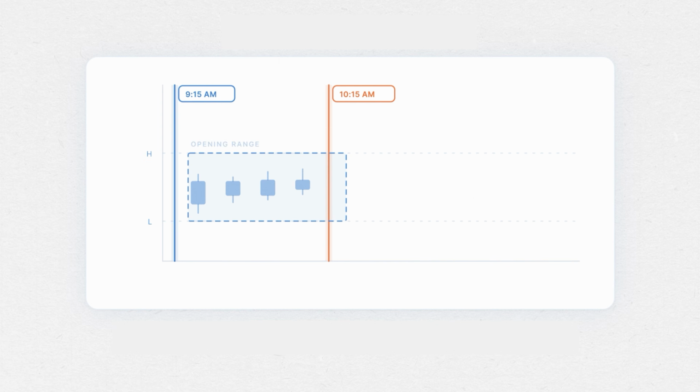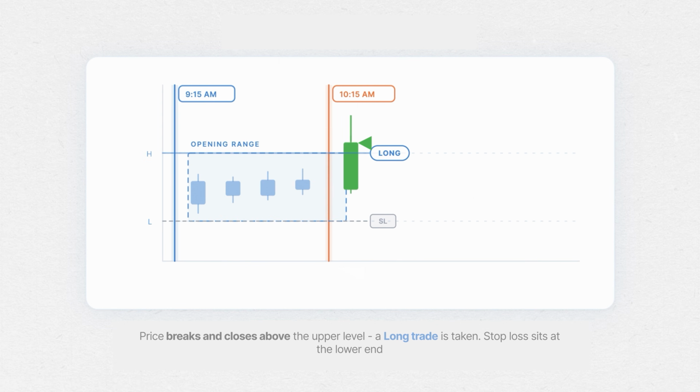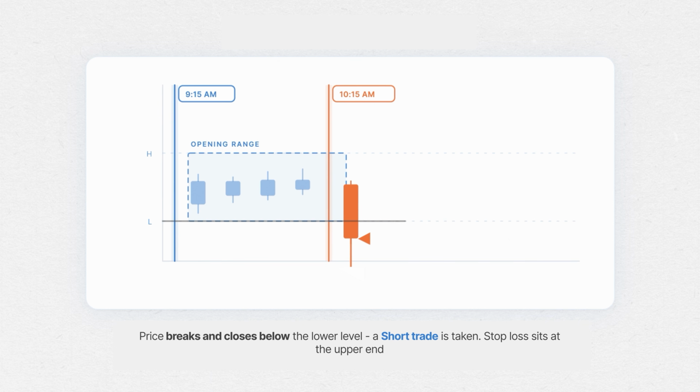If price breaks and closes above the upper level, a long trade is taken. If price breaks and closes below the lower level, a short trade is taken. In both cases, the stop loss is placed at the opposite end of the range. Typically, only one trade is taken per day. Let me explain with an example.